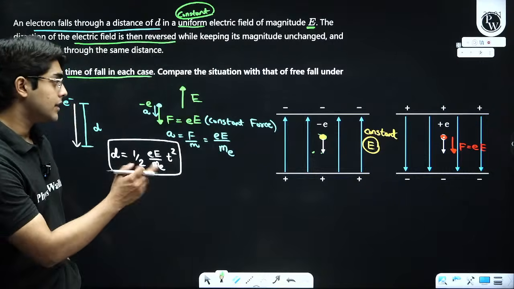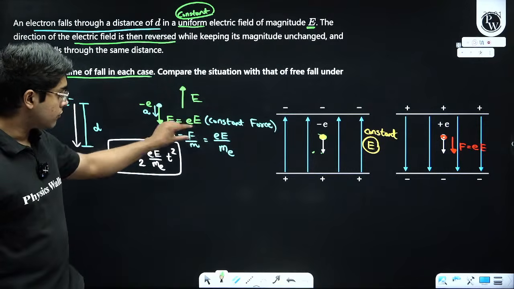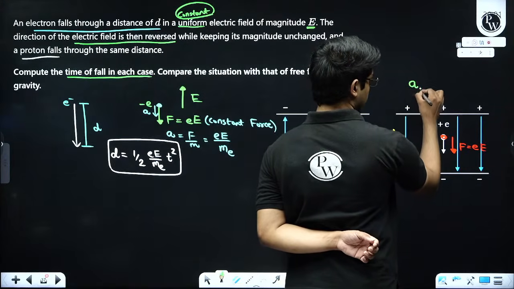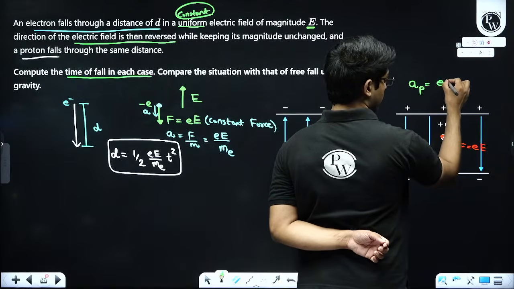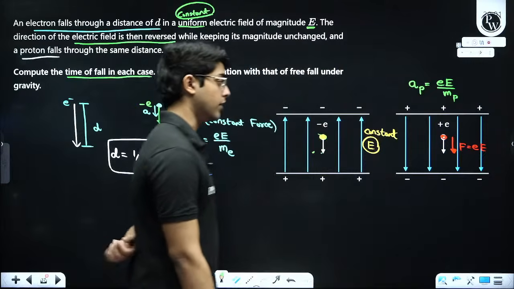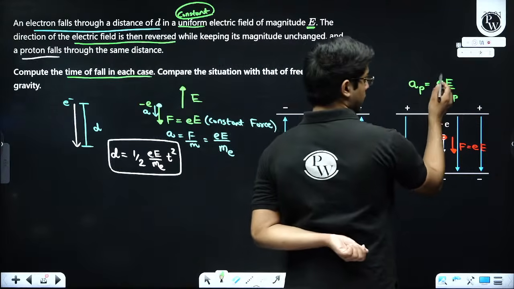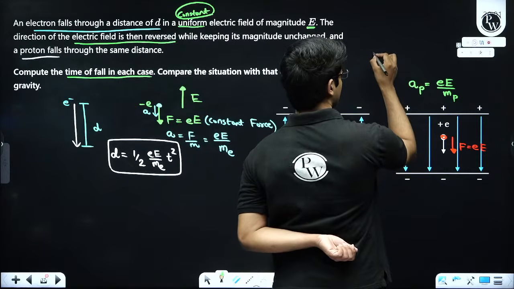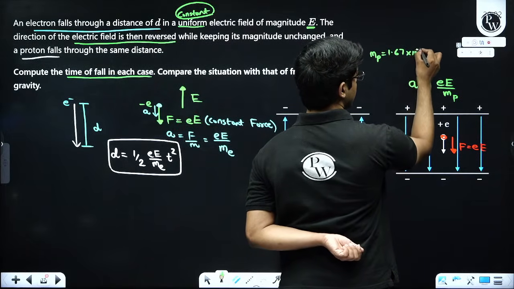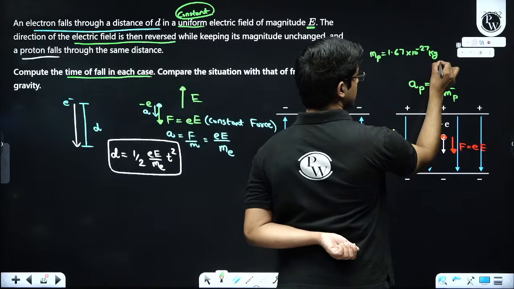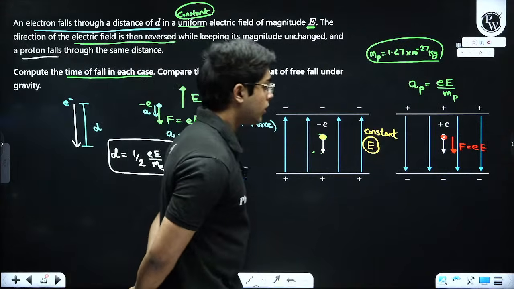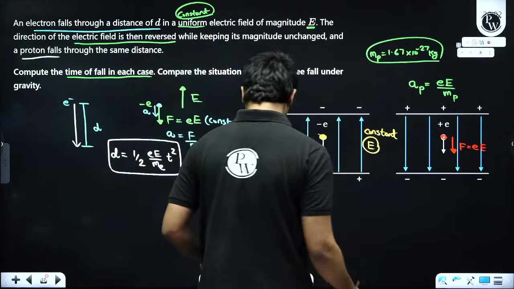But the acceleration is not the same. Acceleration of the electron was E into E divided by me, right? But acceleration of proton will be different because mass of the proton is different. In fact, proton is like 1800 times heavier. So mass of the proton is approximately 1.67 into 10 raised to minus 27 kilograms. So proton is significantly heavier than the electron. So the acceleration of proton is different, but everything else is the same.